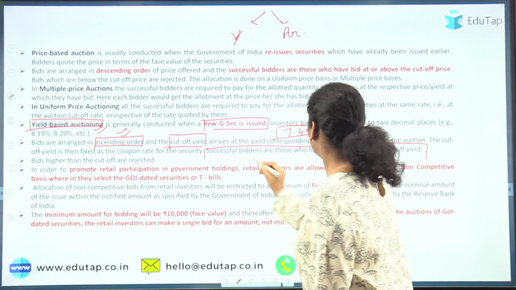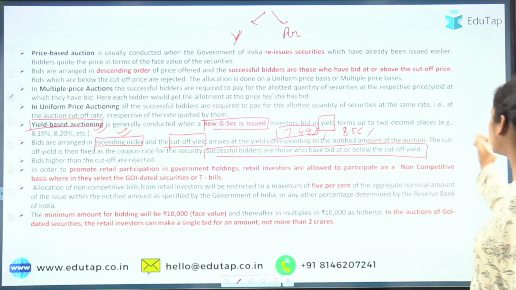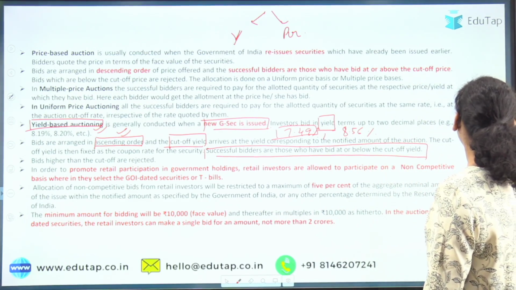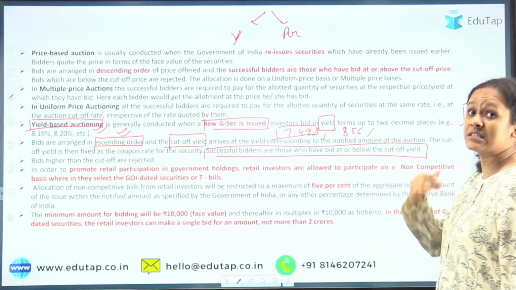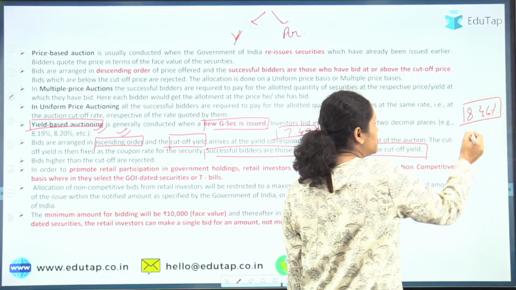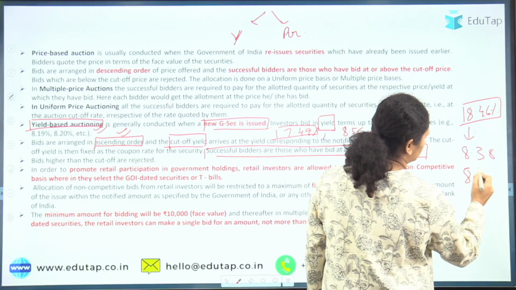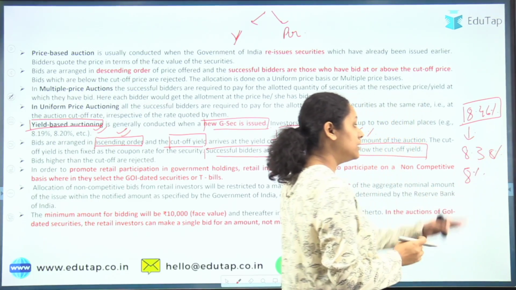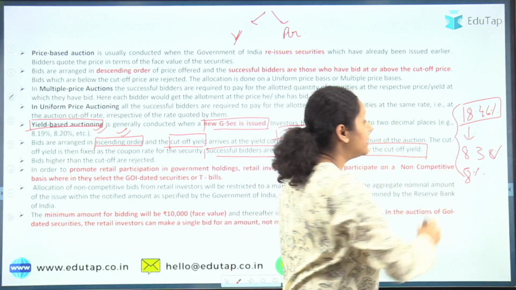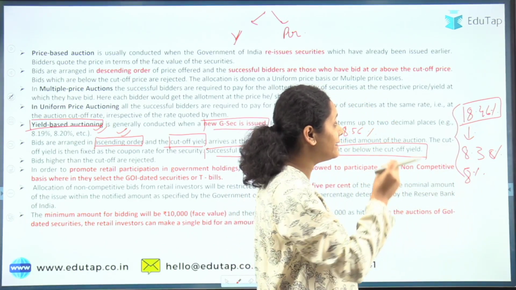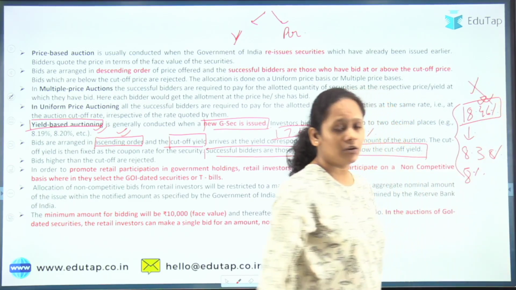हु आर द सक्सेसफुल बिडर्स? दोज हु हैव बिड बिलो द कट ऑफ यील्ड and at the cutoff yield. Let's say the cutoff yield is 8.46%. तो people who bid at 8.46% और उसके नीचे, मतलब जैसे 8.38, 8%, इस बेसिस पे जिनने भी अपनी बिड प्लेस की होंगी उन लोगों को ये सिक्योरिटीज अलॉट होंगी, एंड दोज पीपल हु कोटेड अ यील्ड अबव दिस कट ऑफ यील्ड, उनकी रिक्वेस्ट रिजेक्ट हो जाएगी.